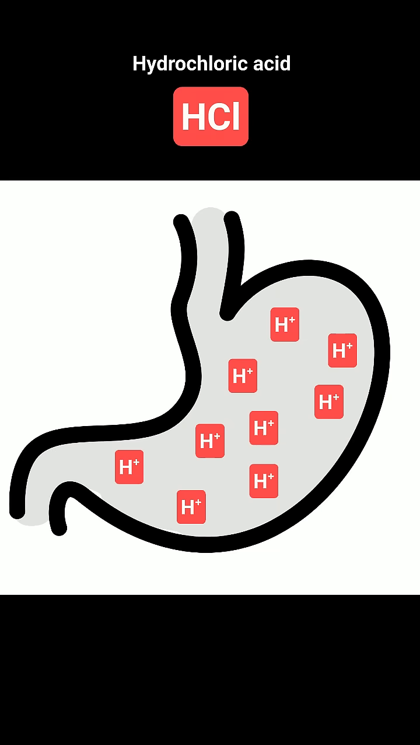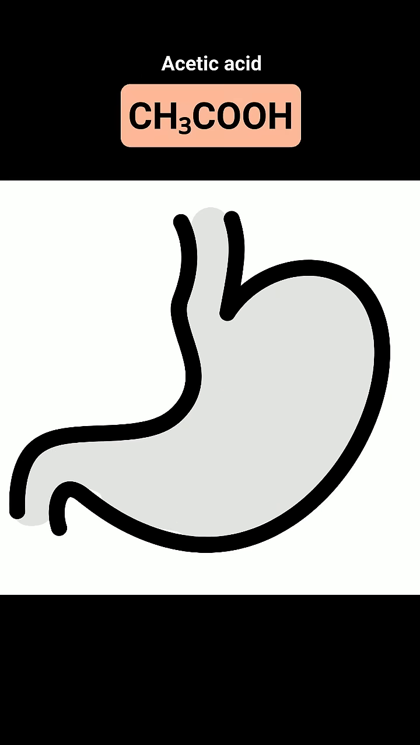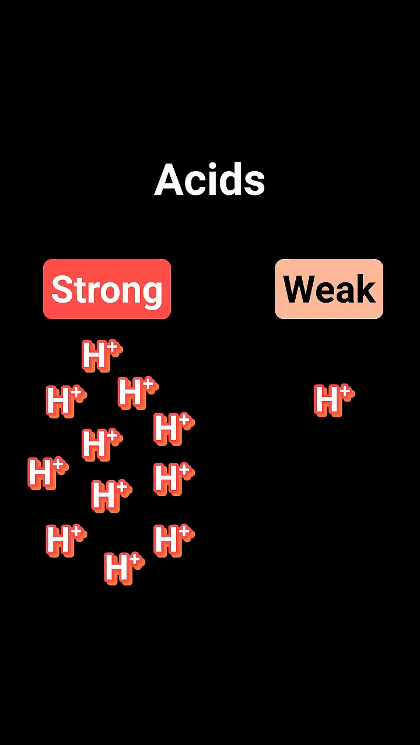In contrast, an acid like acetic acid, found in vinegar, is a weak acid. Even if you had the same number of acetic acid molecules, very few H+ ions would be released, so the solution would stay much less acidic. Imagine if your stomach only had a weak acid like acetic acid. It wouldn't digest food very well at all. So strong and weak aren't about how dangerous something sounds. It's about how many H+ ions are freely available in the solution.